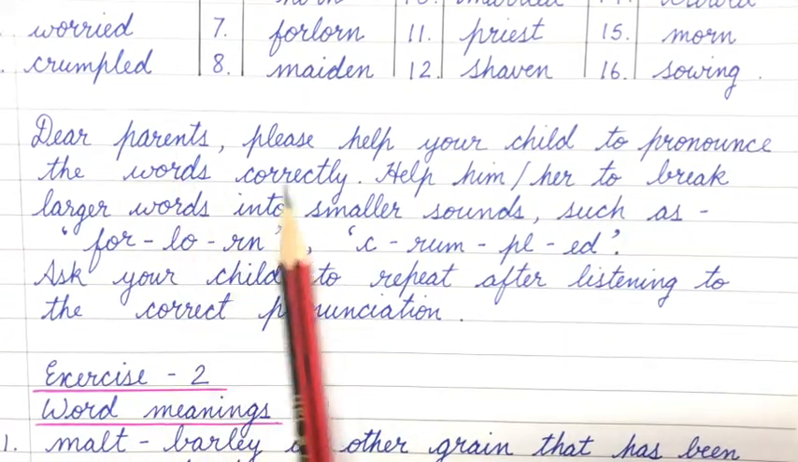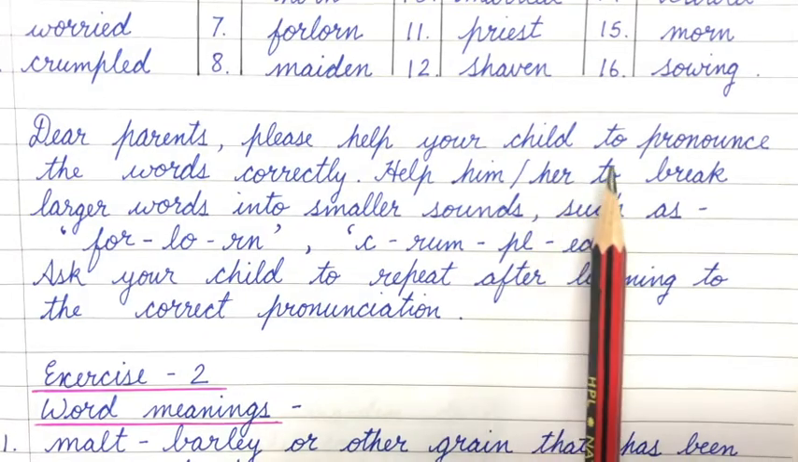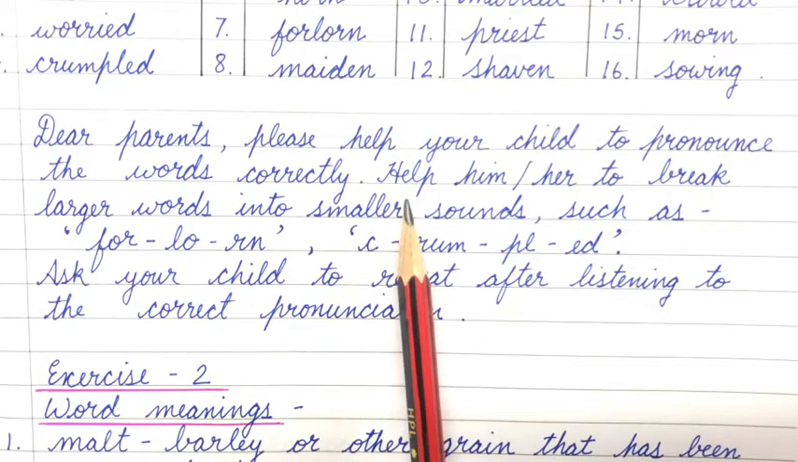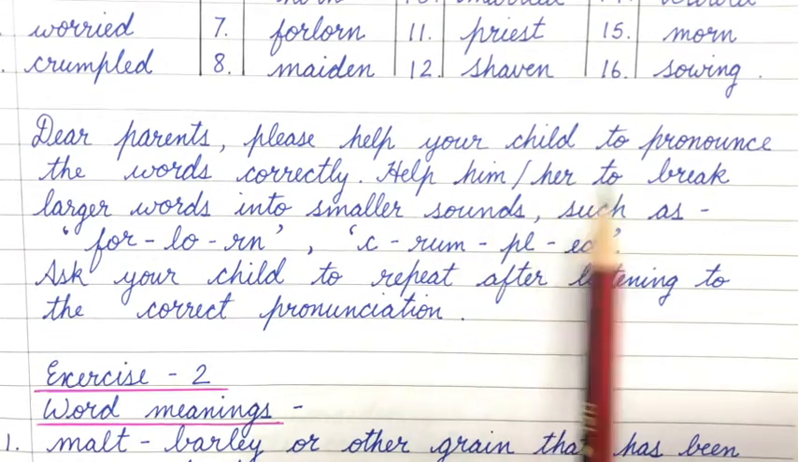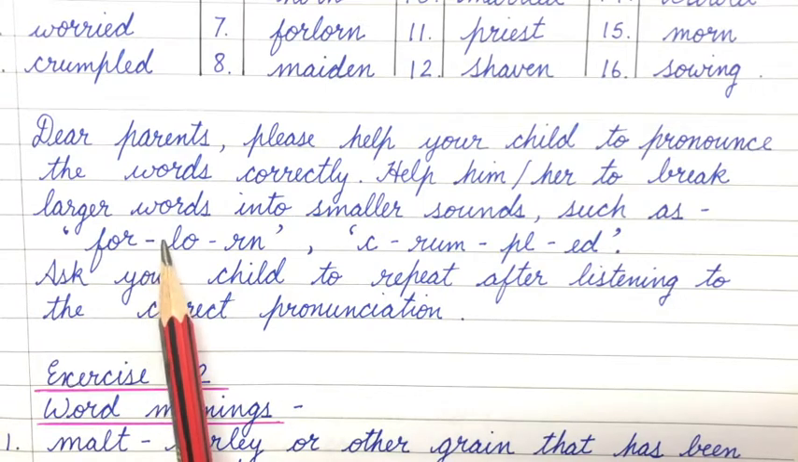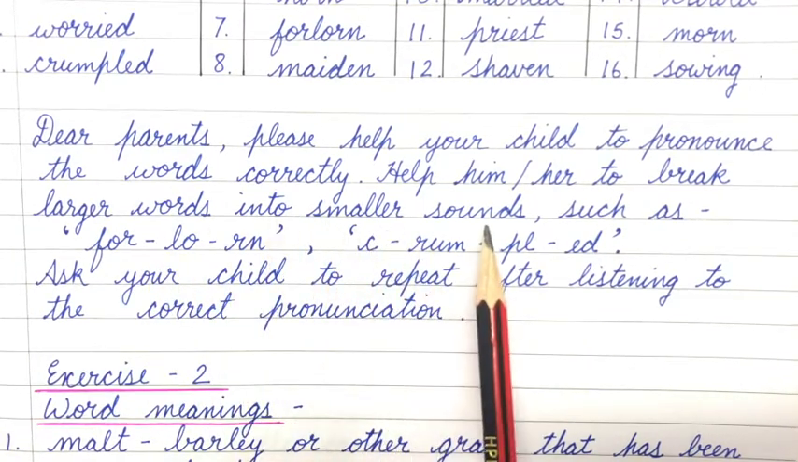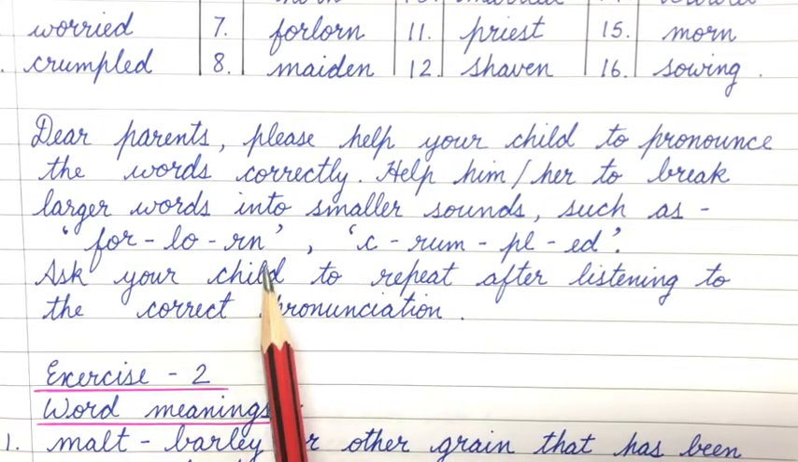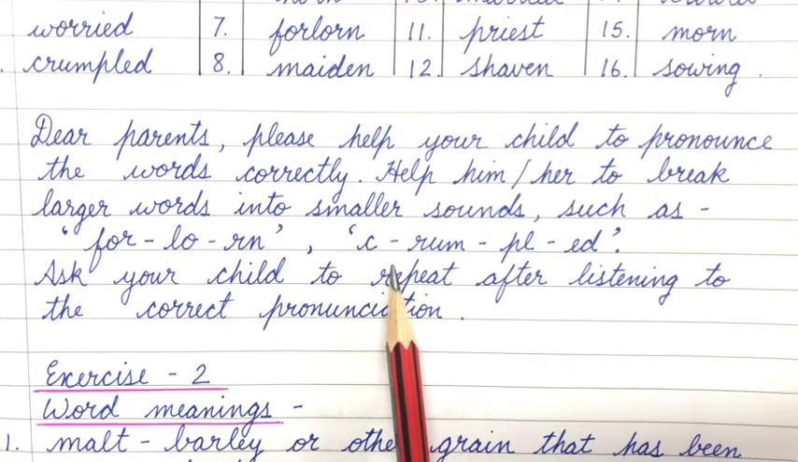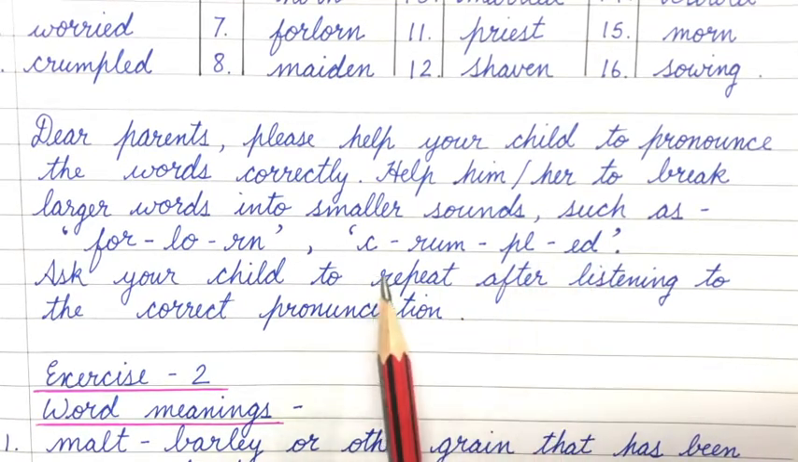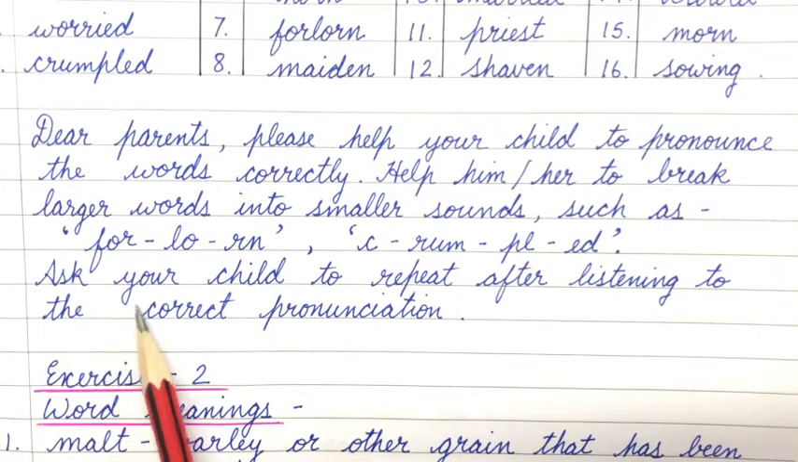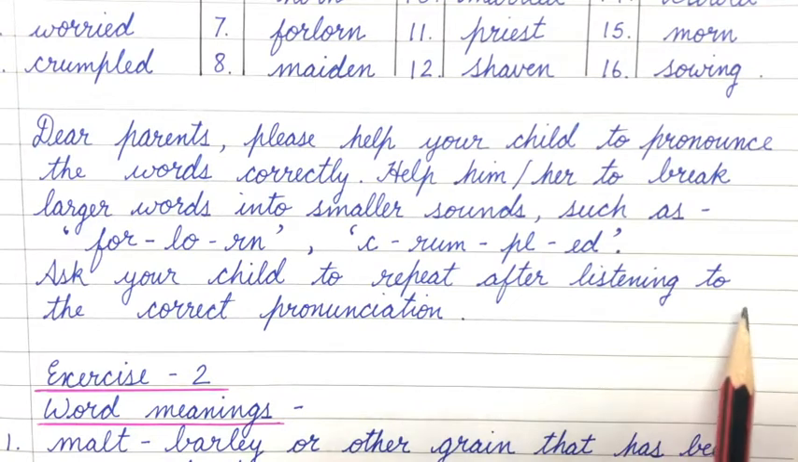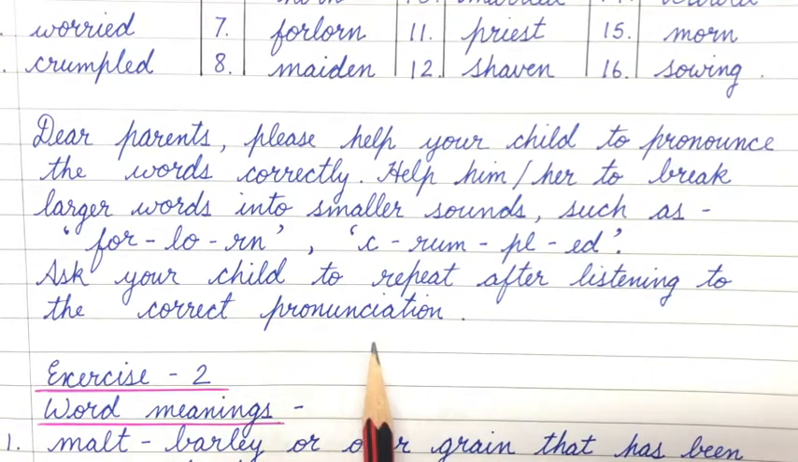Dear parents, please help your child to pronounce the words correctly. Help him or her to break larger words into smaller sounds such as forlorn, crumpled, crumpled. Ask your child to repeat after listening to the correct pronunciation.